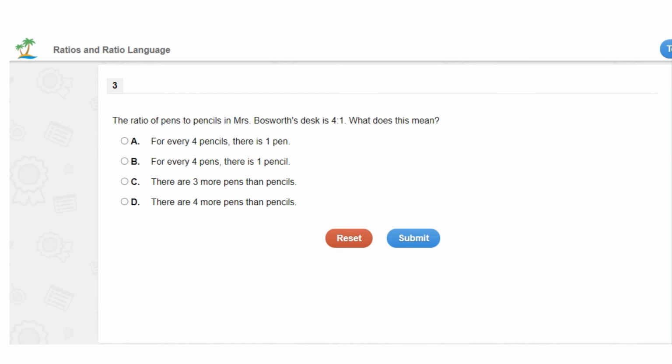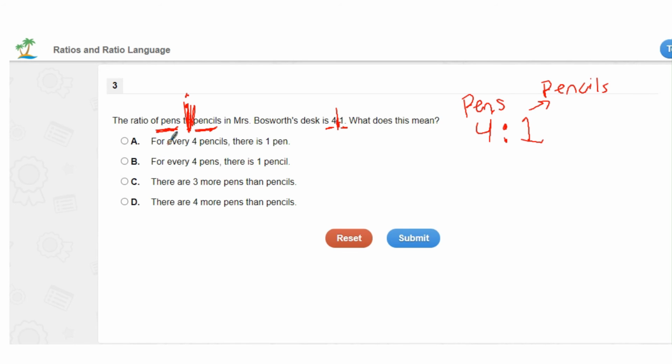This question: the ratio of pens to pencils on Miss Bausworth's desk is 4 to 1. What does this mean? So remember, order is important. Since we have 4 first in our ratio to 1, we have to make sure the words match. So it says the ratio of pens to pencils. So this first term is going to be represented by the pens, and the second term is going to be represented by the pencils, because the order is going to stay the same.